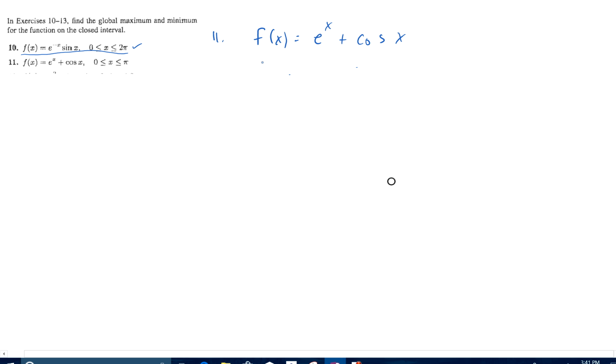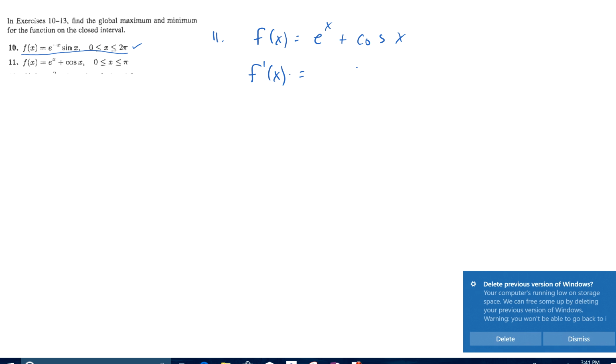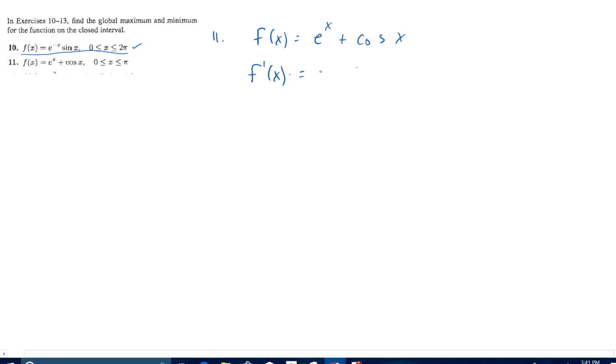We want to find maxes and mins, or extrema, so we want to take a look at where the derivative is 0 to find our critical points. So it'll be e to the x. The derivative of cosine is negative sine of x. Both of those are defined everywhere, so I don't have to worry about where this doesn't exist. But I do want to know where it is equal to 0. So basically I'm asking where e to the x is equal to the sine of x.